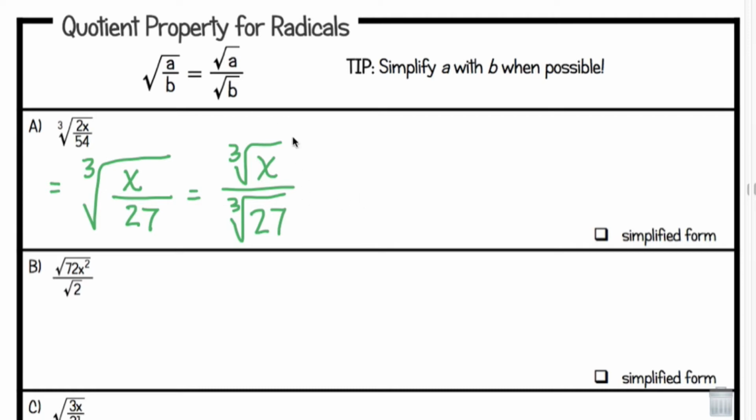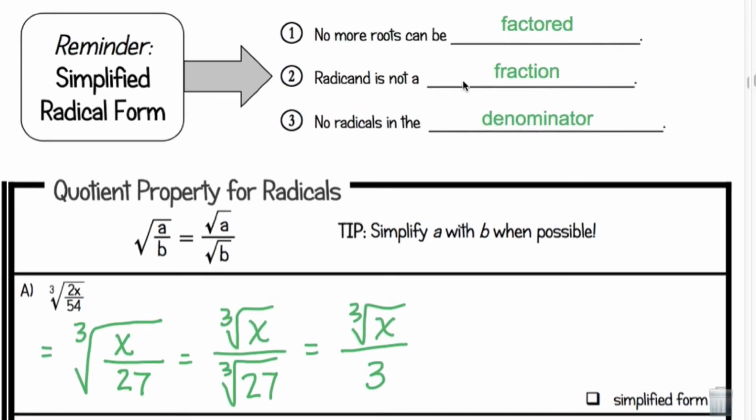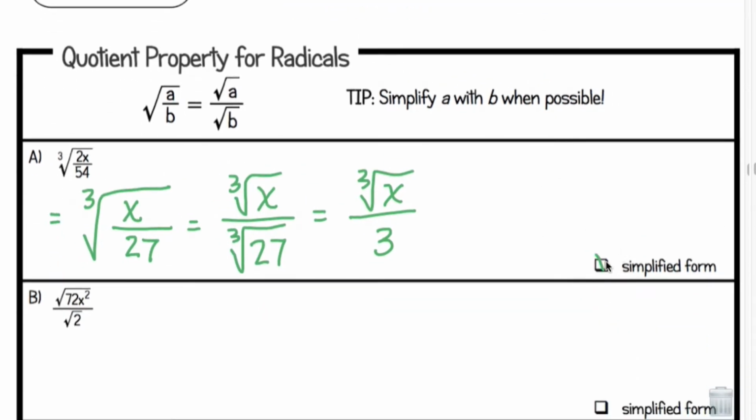From there, if I can do any simplifying, I will. The numerator will stay the same, but I know that the cubed root of 27 is 3. And now I have met all of the criteria. So it is in simplified form.